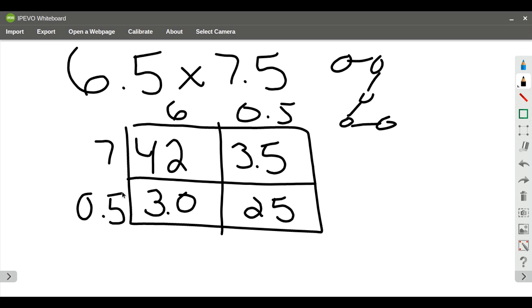5/10, one number behind the decimal. So one number behind in my product. Here I have 2 values behind my decimal, so I need to have 2 values behind in my product.